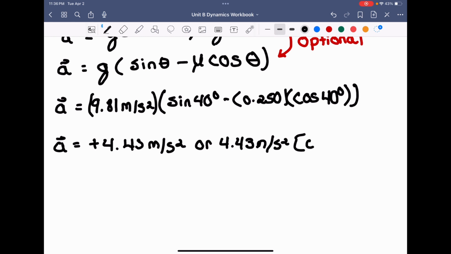And we're going to consider this to be down the incline, because remember, positive represents down. So I'm going to say down the incline. There we go. Perfect. There's our solution.